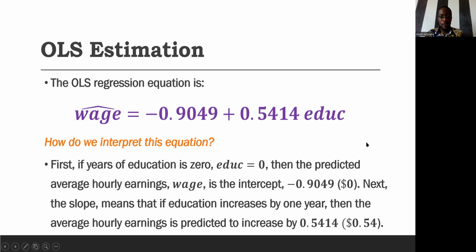The slope, which happens to be 0.5414, means that for every 1 year increase in education, there is going to be an increase in the average hourly earnings by 0.5414. It is an increase because the sign of the coefficient is positive. This means there is a positive relationship between wage and education. So if education increases by 1 year, then the predicted average hourly earnings is also going to increase by 0.5414. So we are just going to say 54 cents.